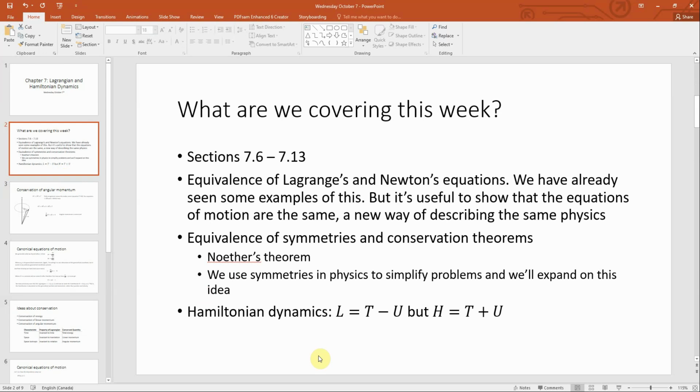And the third point that we'll be discussing today is Hamiltonian dynamics. So far we've been seeing that the Lagrangian is the difference between the kinetic energy and the potential energy. I recognize that that's kind of strange because in a conservative system the total energy is always conserved, where the total energy is the total mechanical energy, the kinetic energy plus the potential energy. And it turns out that this is the Hamiltonian, and we went through that derivation on Monday.